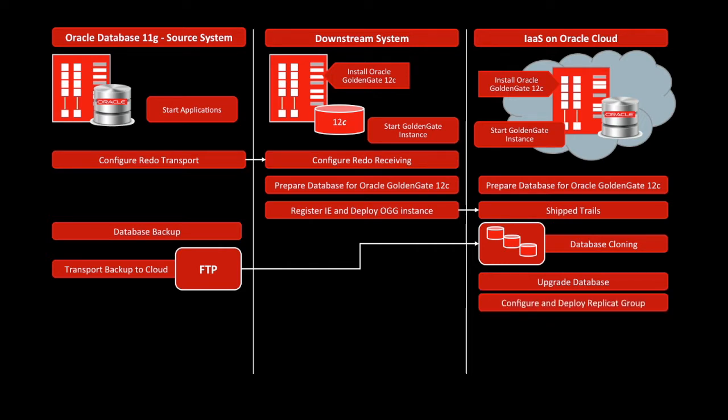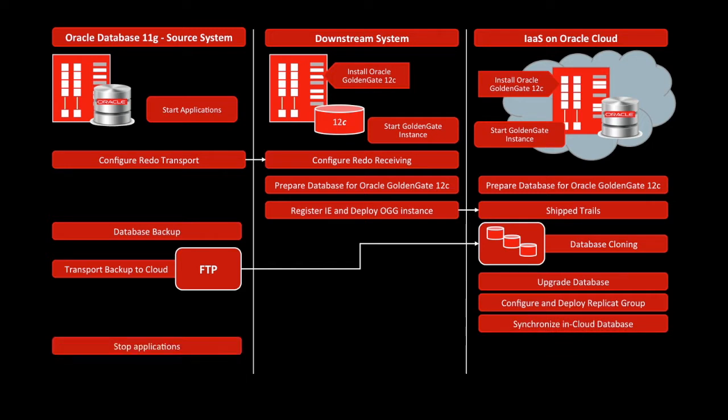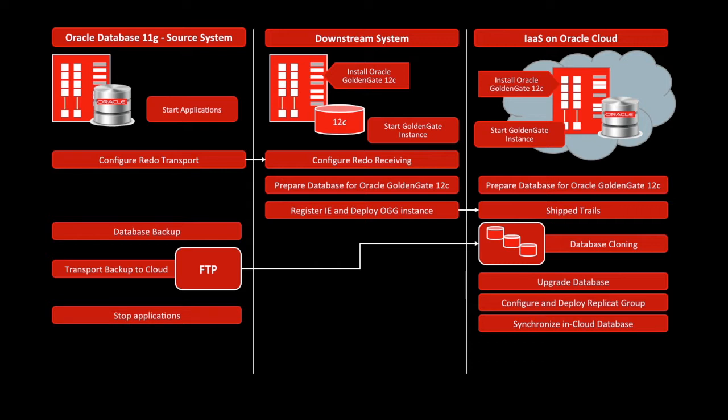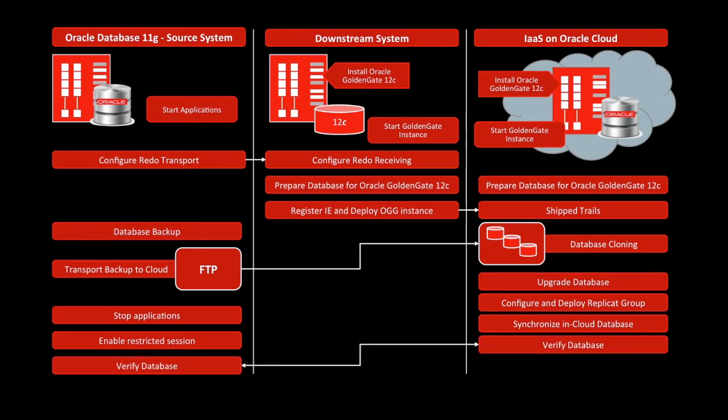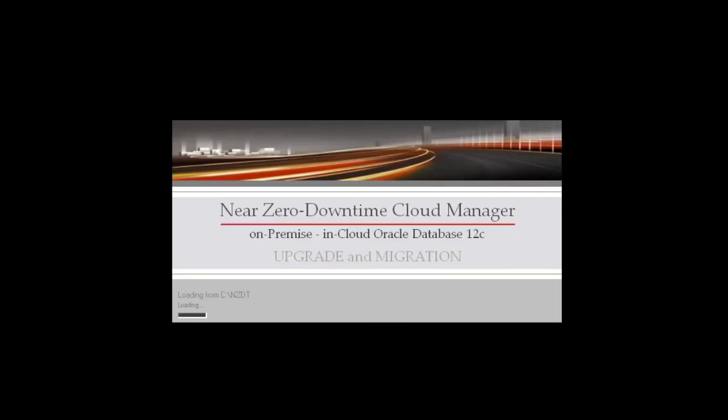Then we will start the database synchronization, terminate the application in the source, place the source database on restricted session, and then verify data conversions and perform a data integrity check, which can be done using Oracle GoldenGate Validator. Once this is done, we will divert the application server to the Oracle database running on Oracle Cloud. We begin by starting the Near-Zero Downtime Manager, or NZDT Manager for short.